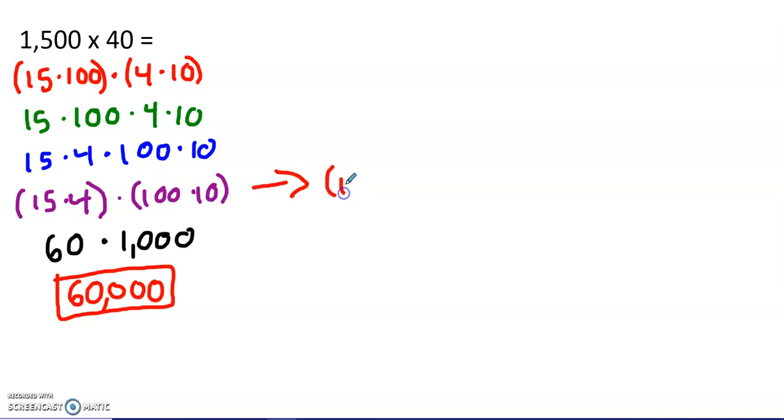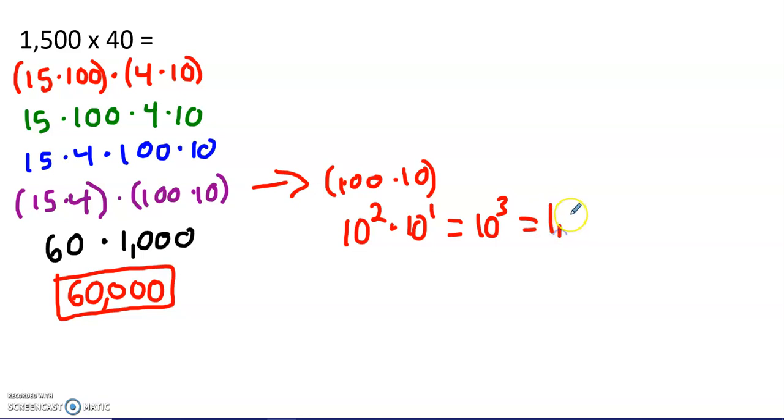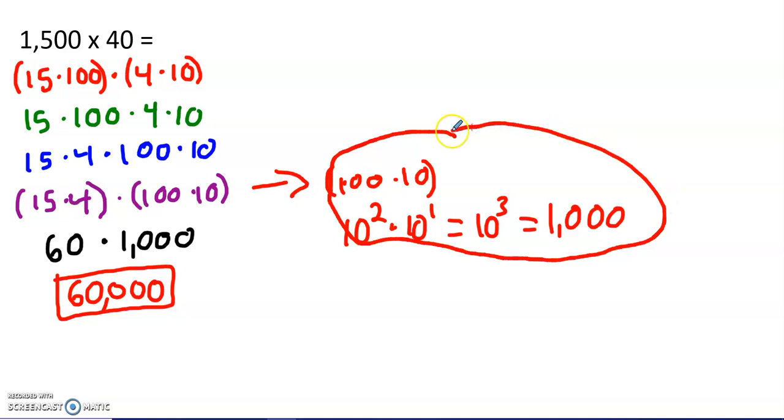All right, 100 times 10 can be written as 10 to the second power times 10 to the first power, which will then give us 10 to the third power, which gives us 1,000. So this is just a side note that we have on how to get there. Okay, I'm going to put a circle around this. I don't want to put a square because it's not my final answer, but I want to put a circle because that is my side note.